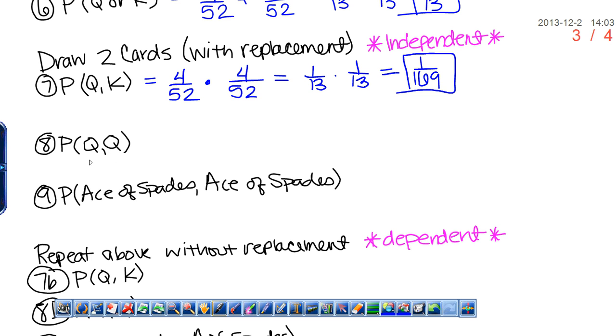Okay. Now let's look at 8. I want to know the probability of drawing a queen and then another queen with replacement. So what's the probability of drawing the queen the first time? 4 out of 52 or 1/13. And then I want to draw another queen. Yeah, again, it's still 1/13 because I put the cards back. So 7 and 8 have the same probability because we're talking about with replacement.